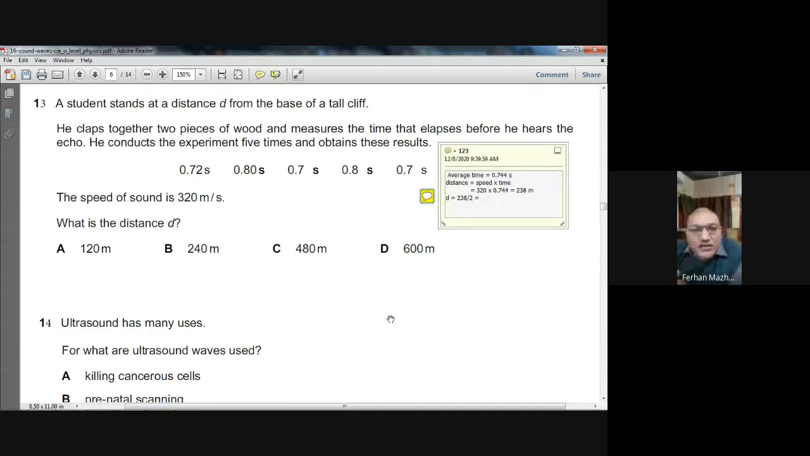Okay, 238 divided by 2 will be 119. So the distance is approximately 119 meters. The closest answer here is 120 meters. So A will be the choice. Do you understand?